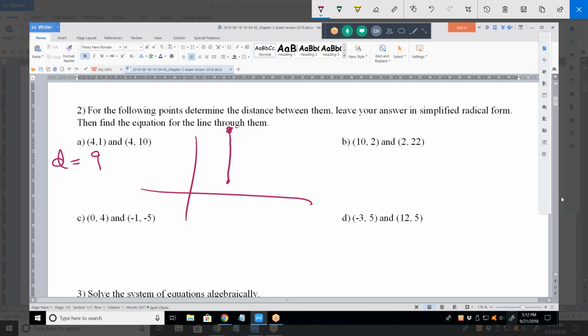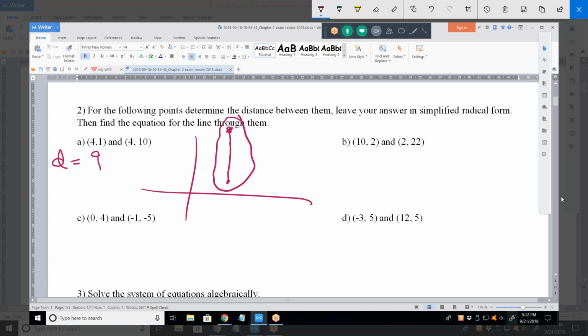Now, find the equation through them. Again, A is not the norm. I don't like the fact that they started A the way they did. They should have done the more normal ones first and then introduced you to vertical and horizontal lines. But the equation of that vertical line.